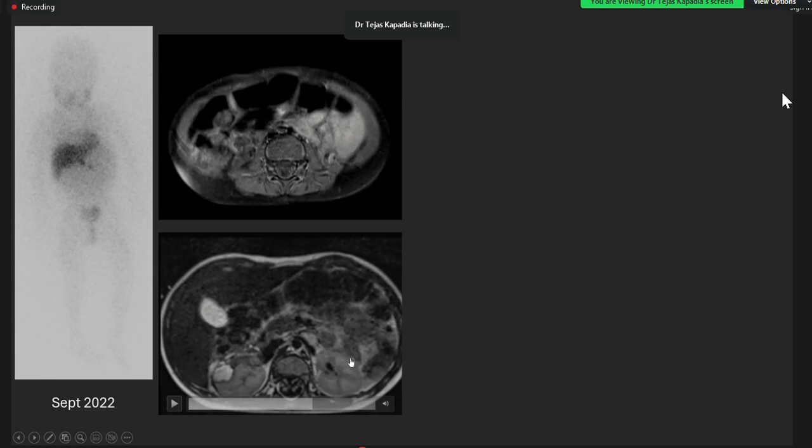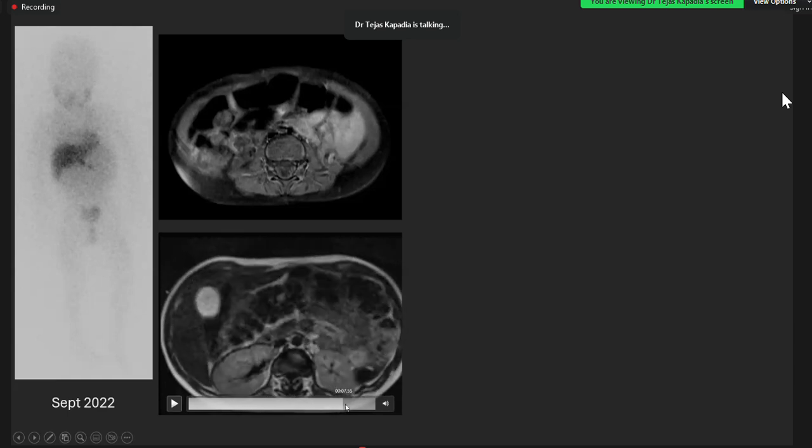So normally you don't see the renal capsule as such, but on the right side you can see the thin hypointense rim. That means the kidney is involved and the capsule is definitely thickened. So it will be very difficult on the operating table to separate out this lesion from the right kidney. Here you can appreciate it even better.